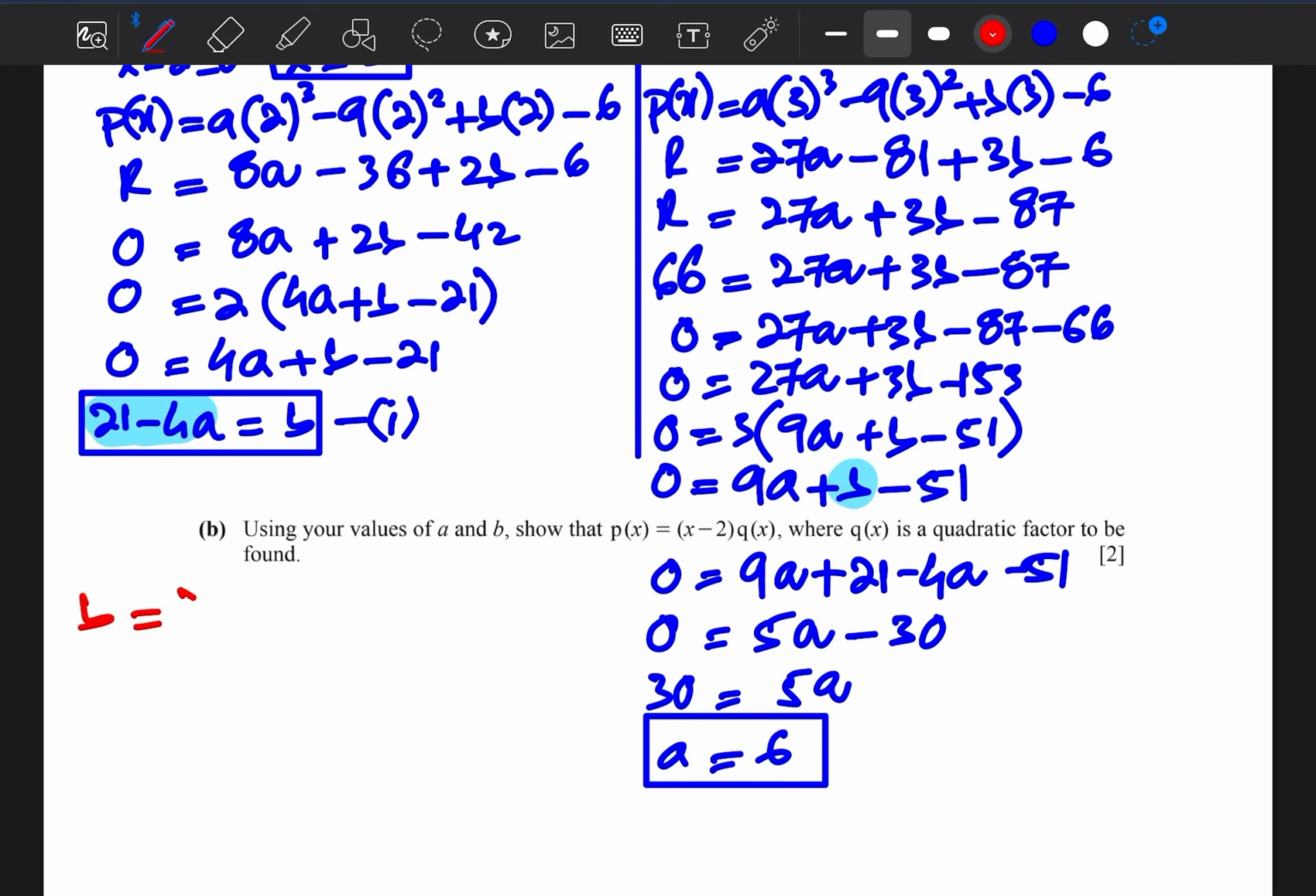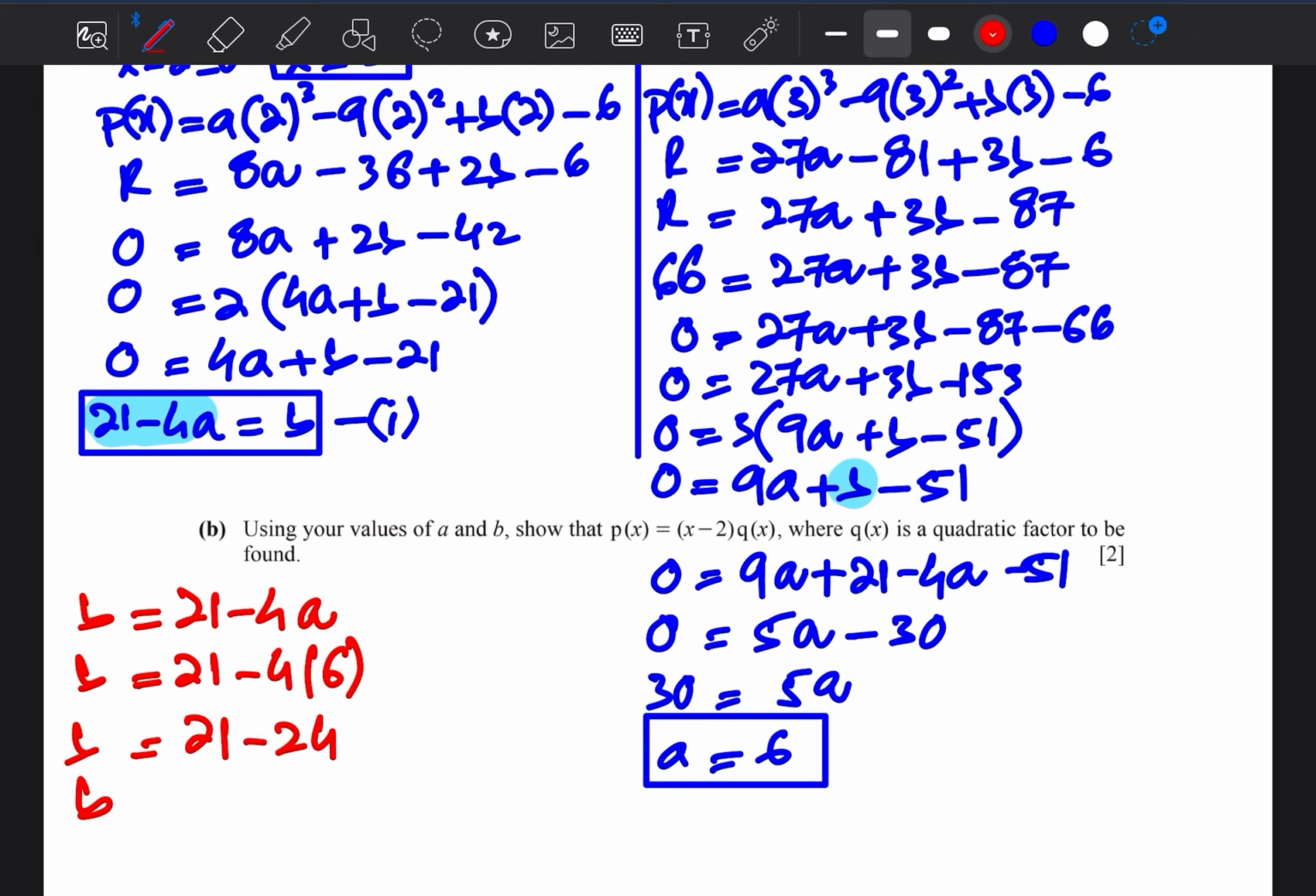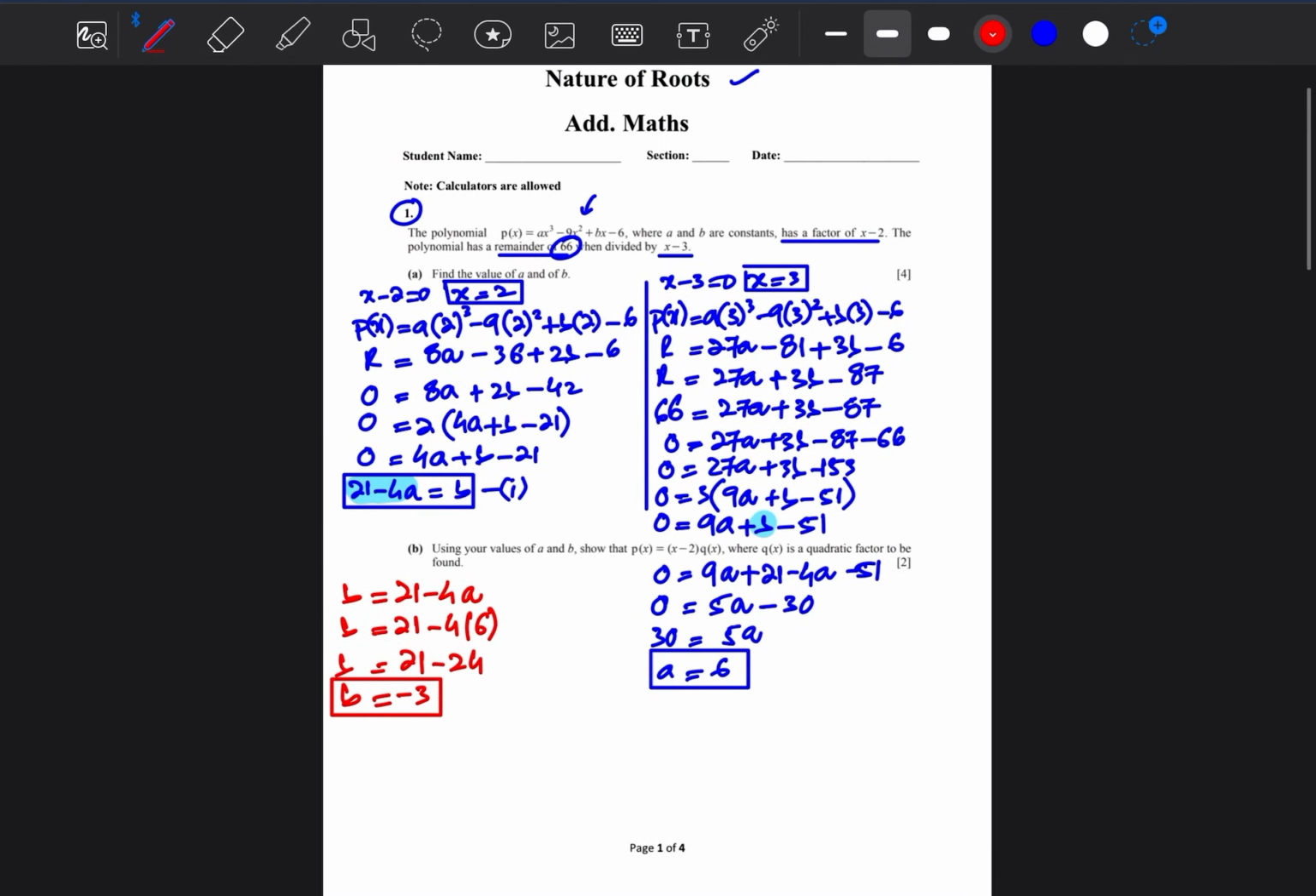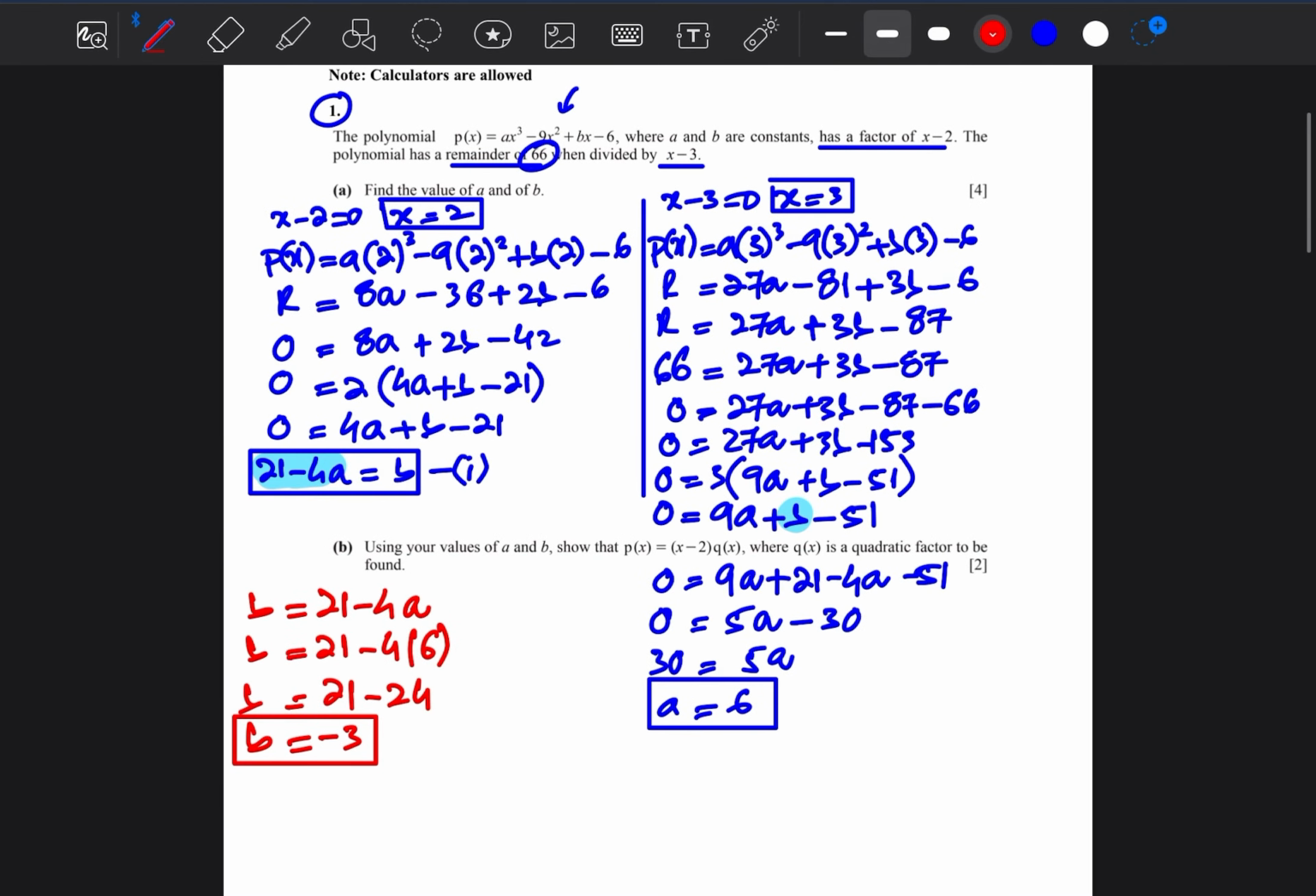So b is equal to 21 minus 4a, and b is equal to 21 minus 4 into 6. 4 sixes are 24. The value of b is going to be minus 3 here. So you got the answer of a and b for the very first question. Let's just minimize it.